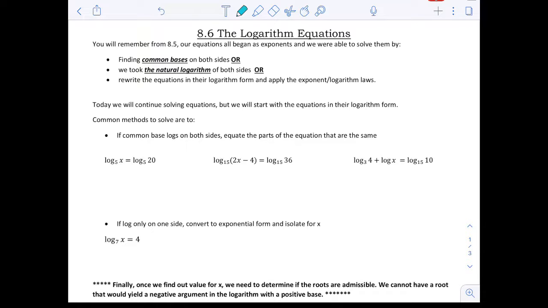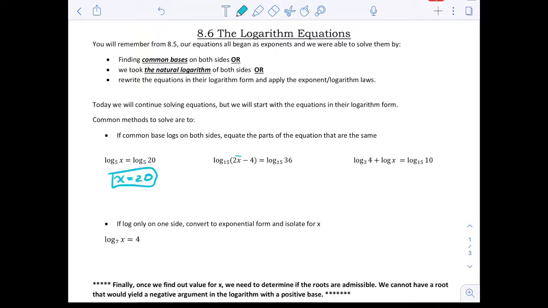So the first one says log 5 of x is equal to log 5 of 20. So we're going to equate both sides. X is in the spot of 20, so x must be equal to 20. Right, that's the first one. So we're just going to put what's equal together.